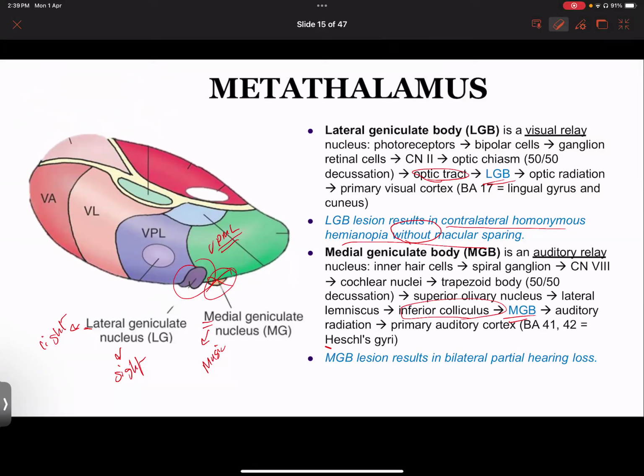MGB, the medial geniculate nucleus or body, basically M for music, hearing. When we have a lesion there, we're going to have bilateral partial hearing loss, not full hearing loss, because only half of it is gone. So this is everything about the metathalamus.